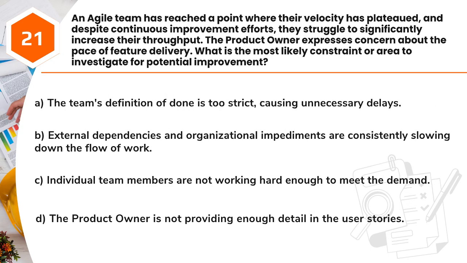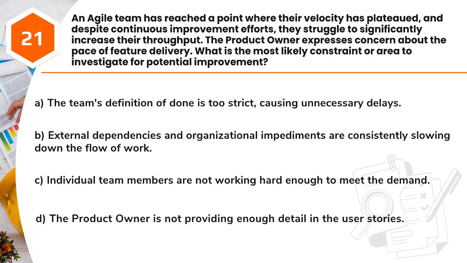Question 21. An Agile team has reached a point where their velocity has plateaued, and despite continuous improvement efforts, they struggle to significantly increase their throughput. The product owner expresses concern about the pace of feature delivery. What is the most likely constraint or area to investigate for potential improvement?